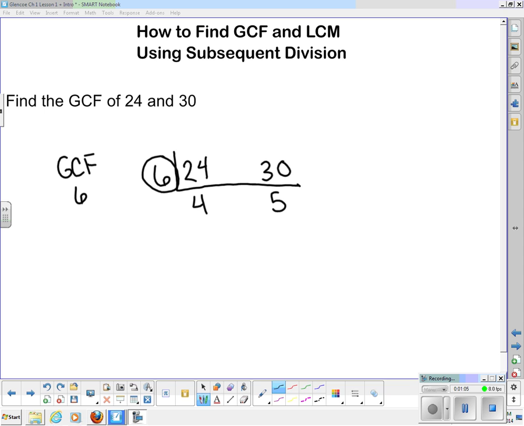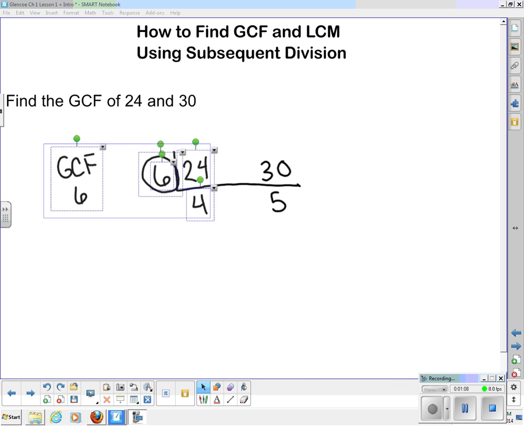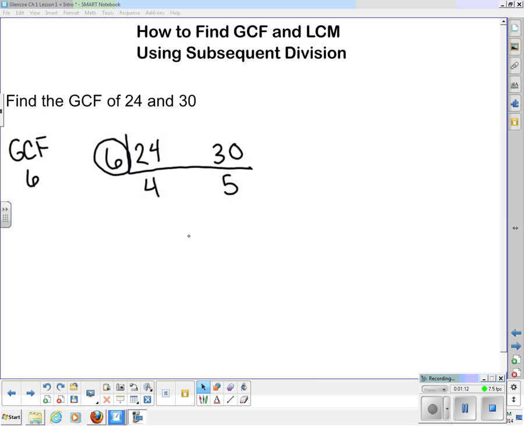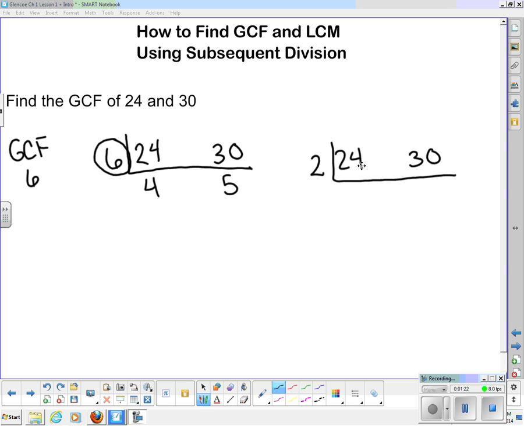is 6. Okay? Now let's say the person next to you did not know that 6 is a factor of 24 and 30. And that person did 24 and 30, and they divided by the factor 2. What is 24 divided by 2? 12. Good. What is 30 divided by 2? 15. Good. Now 12 and 15 can be divided by what factor? 3. Good job. 12 divided by 3 is? 15 divided by 3 is?